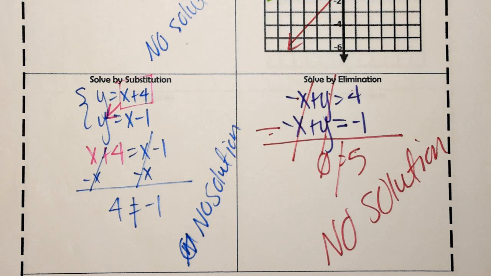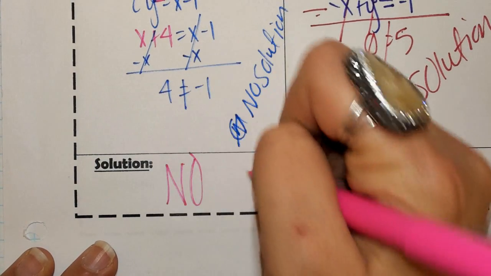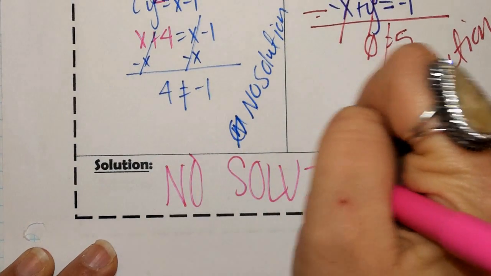Alright. One solution, the graphs cross, and we get a point as our answer, correct? Yes. Where it says solution, what's your solution? So what are you going to write right there? No solution. No solution.